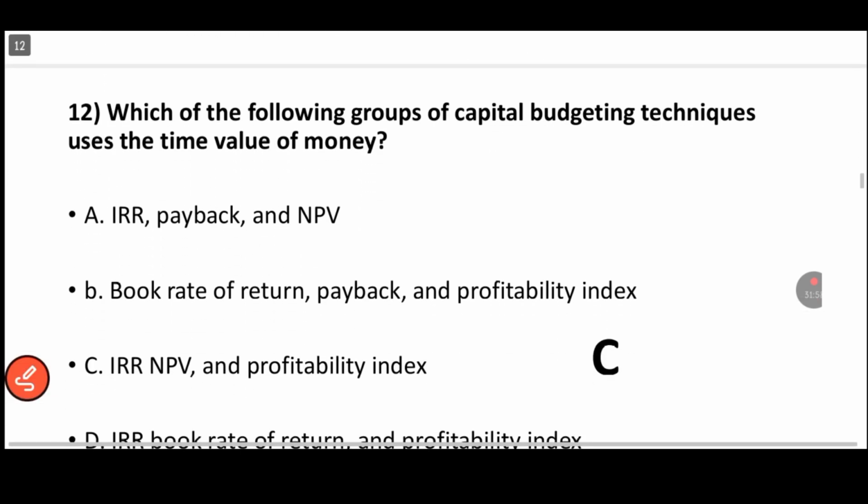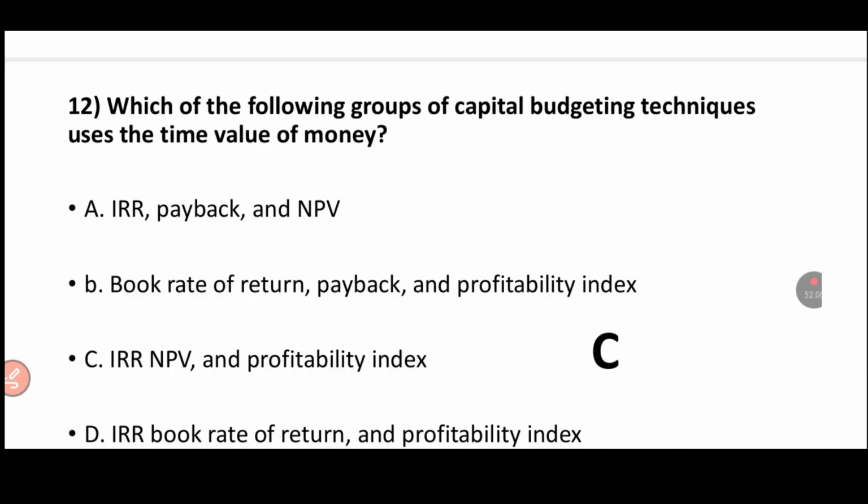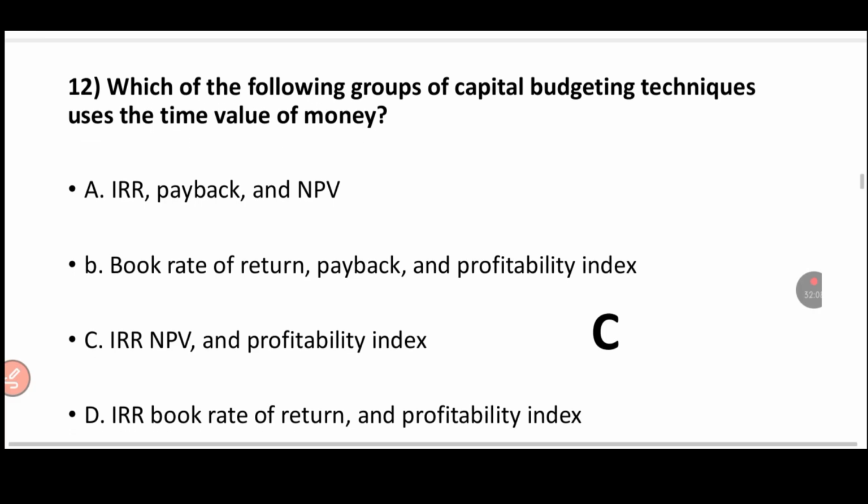So let's dive into another question also. The 12th question. What does it say? Which of the following groups of capital budgeting techniques uses the time value of money? A. IRR, payback, and NPV.